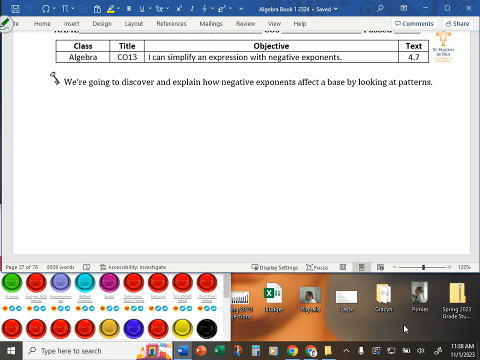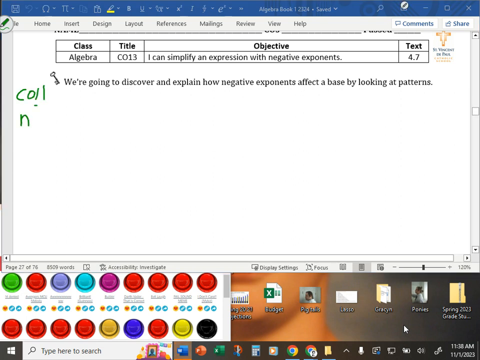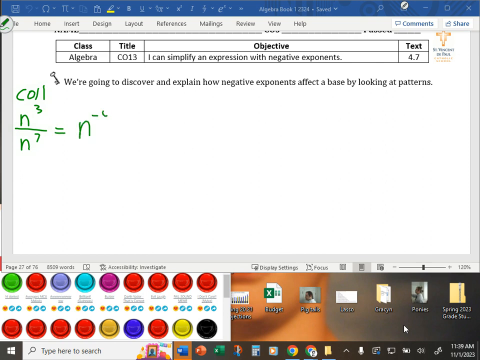Back in CO11, when we divided by the same base, if we had something like n to the third over n to the 7th, what's the rule for CO11 with the exponents? Subtract them. So some of you, when you're going through the homework, would take 3 minus 7, you'd subtract the powers. What is 3 minus 7? -4. And so you'd write n to the -4th.